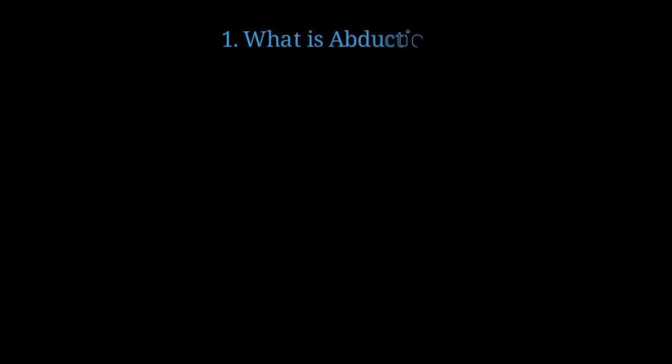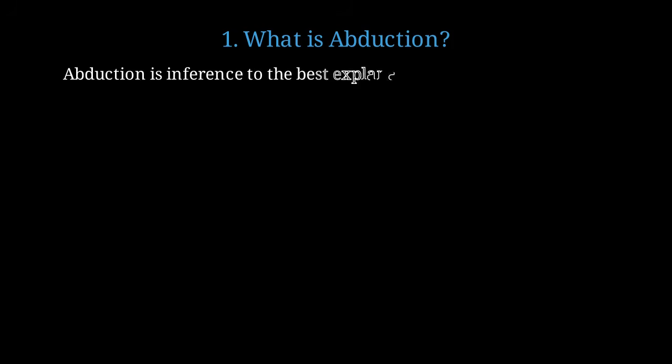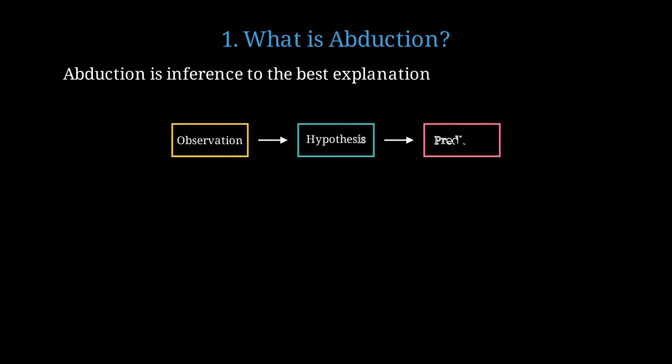Let's start by understanding what abduction means in logic and reasoning. Abduction is a form of logical inference where we work backwards from observations to find the best explanation. Unlike deduction, which goes from rules to conclusions, or induction, which generalizes from examples, abduction generates hypotheses that could explain observations. Consider the classic wet grass problem that illustrates abductive reasoning.